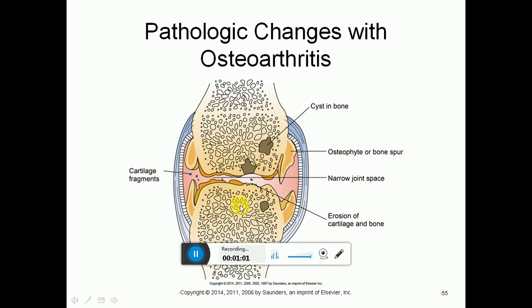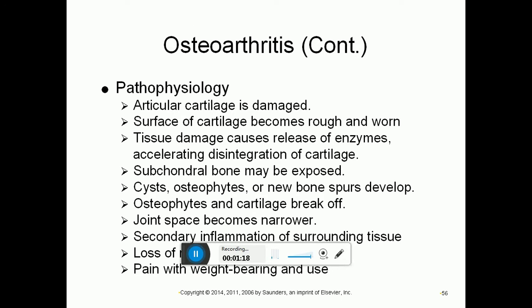And all of this leads to the bones being in direct contact with each other, and they cause the pain. So you get a vicious circle of pain leading to more inflammation, and the inflammation leads to more pain, and so on. That's the pathophysiology that we just talked about.